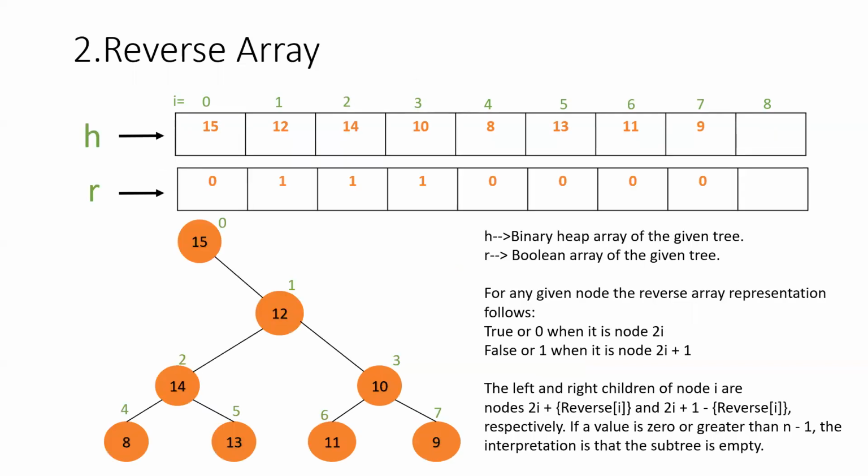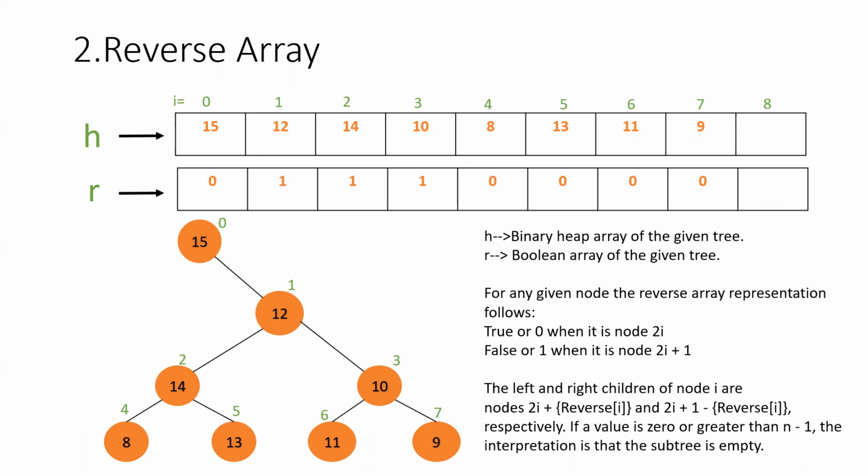Coming to the reverse array, it is represented in the form of Boolean values 0 and 1. Here H is the binary tree array of the given tree and R is the Boolean array of the given tree. Now if the value in the R array for an index is 0 or true, then the value has a right child. If it is 1 or false, then the value has a left child. True or 0 when it is the node 2i and false or 1 when it is node 2i plus 1.